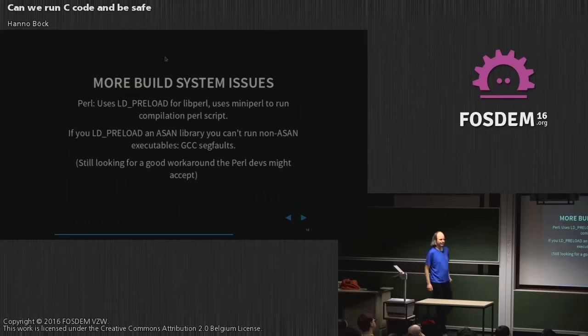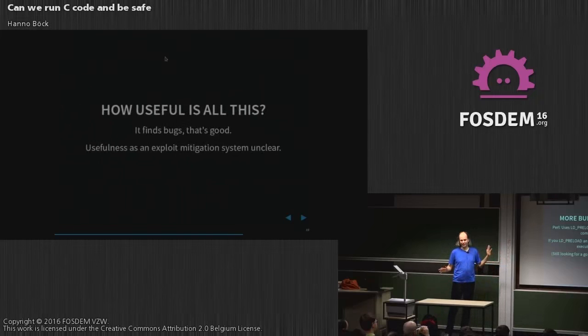Yeah, then a tricky issue was with Perl. They are using LD_PRELOAD to load the already built libperl and then run a miniperl to run their own compile script. And if you preload an address sanitizer library and then try to execute GCC, which is not compiled with address sanitizer, it fails. There also, if anyone has a good idea how to fix this in a way that Perl would accept the patch, I would be happy, because it's really tricky and I don't have a good idea how to fix it.